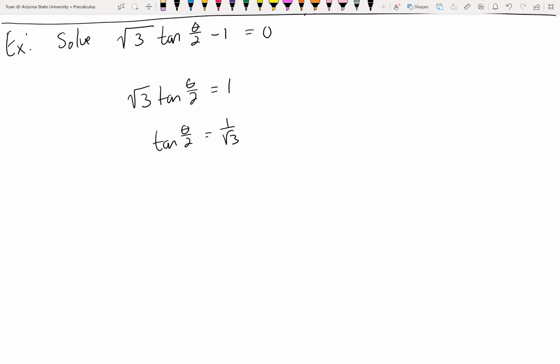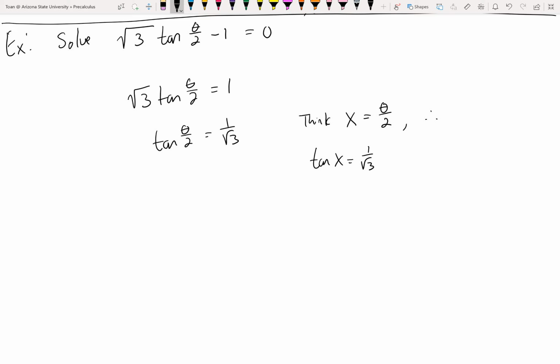You should write this down. Once you isolate the trig term, don't think in terms of the funky angle. It could be theta over 2, it could be 5 theta, it could be theta squared, or whatever it is. We're going to do a variable substitution. I'm going to think of x as theta over 2. So now I'm solving tangent of x equals 1 over radical 3.